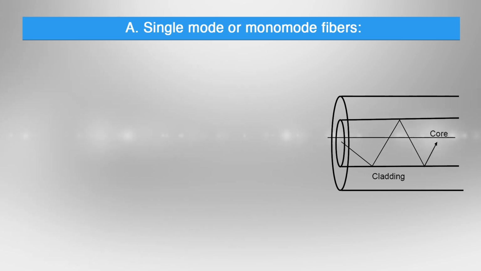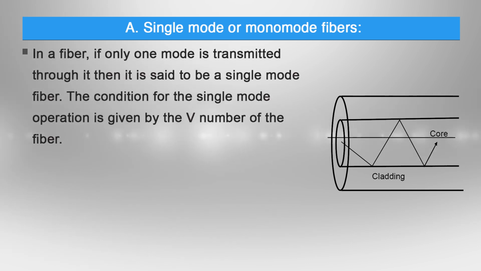Single mode or monomode fibers. In a fiber, if only one mode is transmitted through it, then it is said to be a single mode fiber. A typical single mode fiber may have a core radius of 3 micrometers and a numerical aperture of 0.1 at a wavelength of 0.8 micrometers. The condition for single mode operation is given by the V number of the fiber.